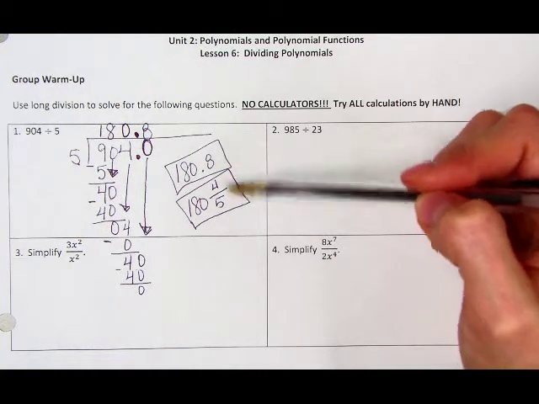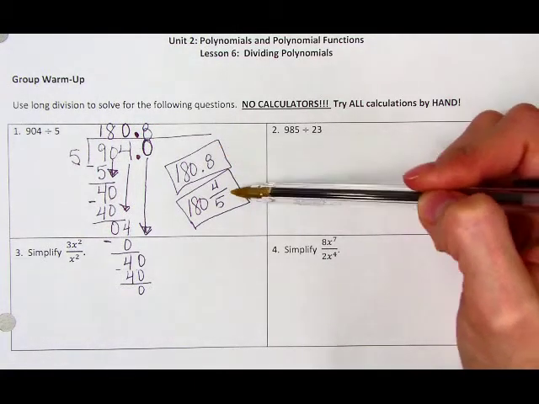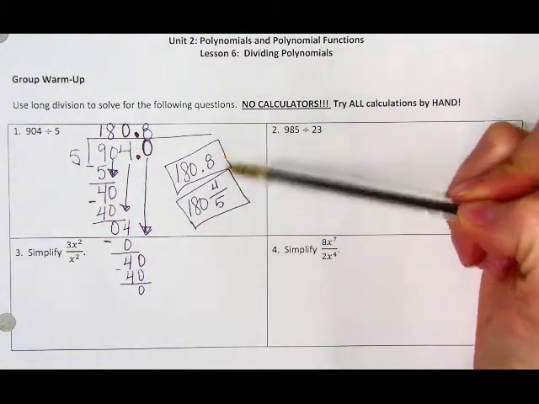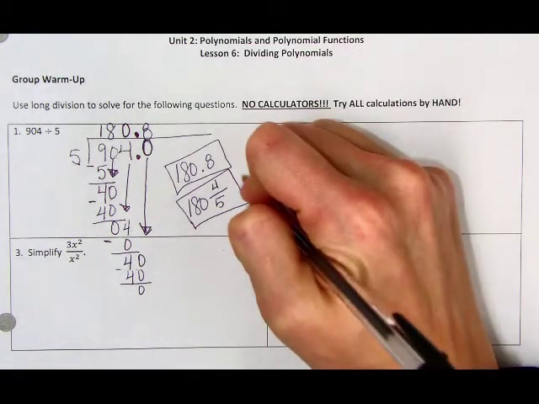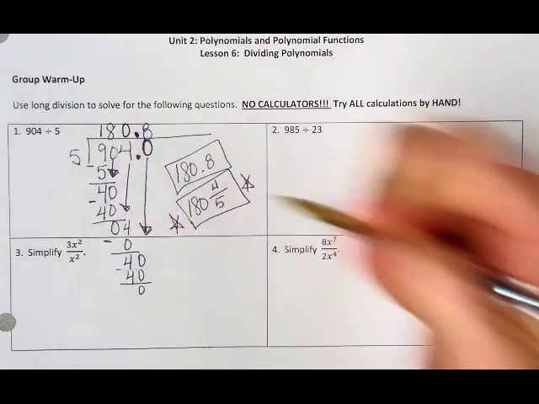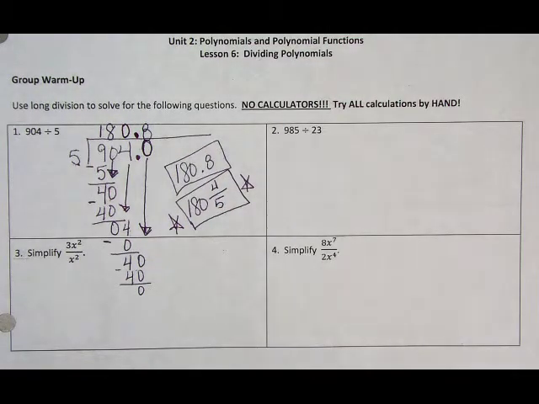These two mean the same thing. This one's in decimal form, this one's in fraction form. So they both mean the same thing. We're going to be going with this method as we move forward. We're going to be keeping things in decimal form as we start dividing polynomials, but that's just something to think about as we move on through lesson 6.